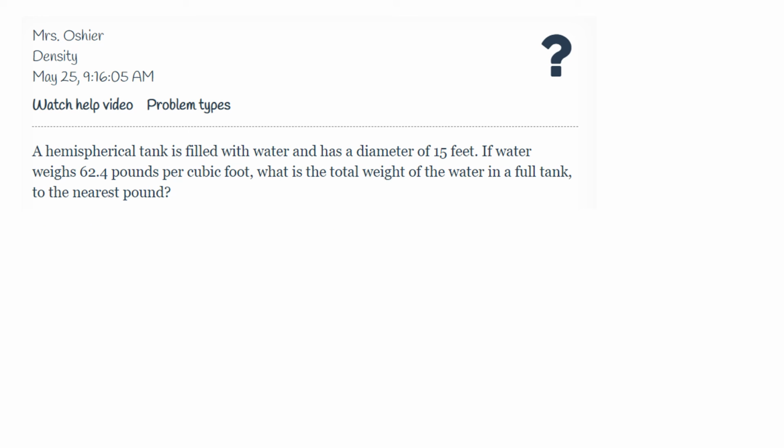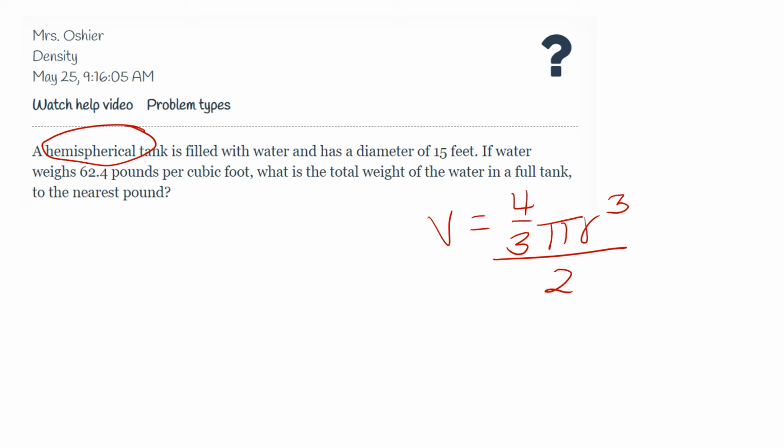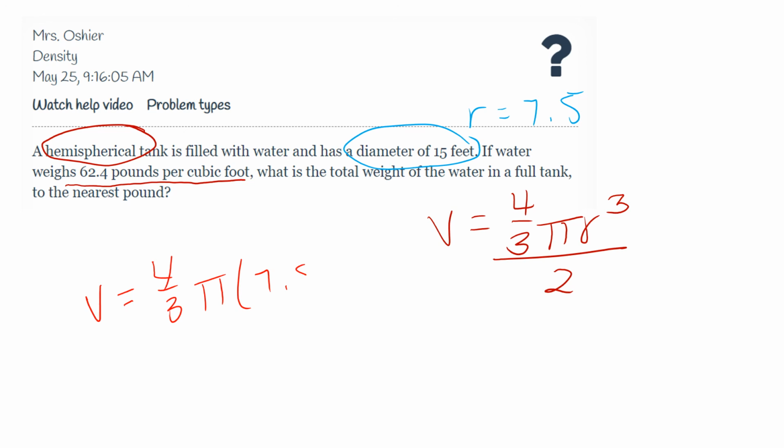One more example for density, a hemispherical tank. So I know I need to start with this formula, which is a sphere, but because it's a hemisphere, I need to divide it by 2. I'm then going to use that and multiply it by how much it weighs per cubic foot. I'm given a diameter of 15. That means my radius is 7.5, because again, I have to divide my diameter by 2. So the volume is equal to 4/3 pi 7.5 cubed divided by 2.